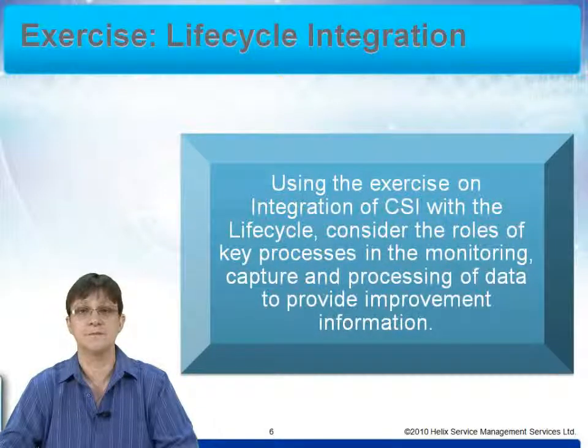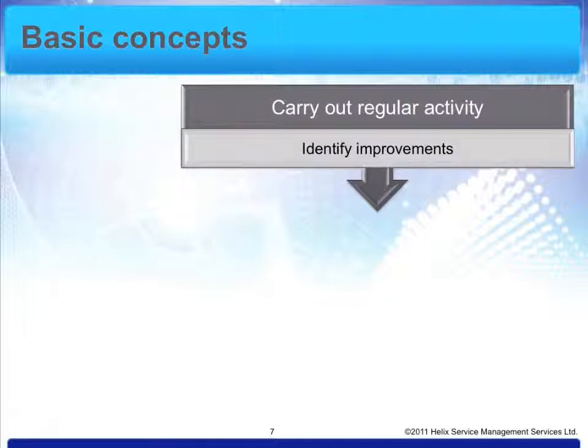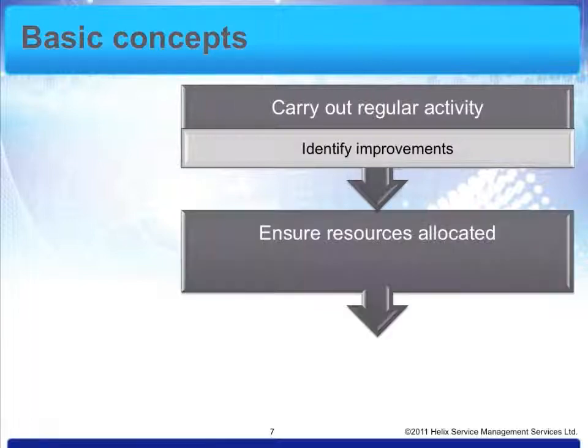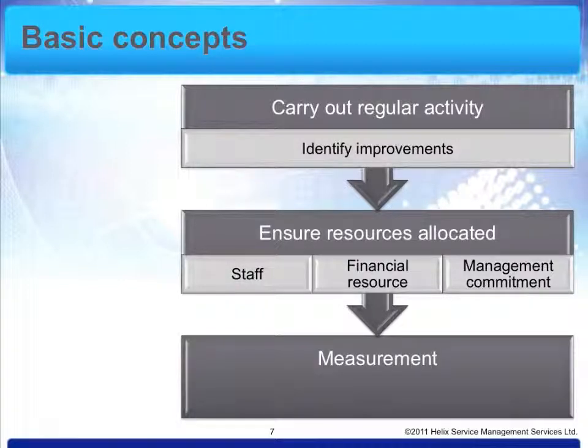When we consider the basic concepts that are associated to the continual service improvement process, it's important that this is managed as a regular activity. If we do not carry it out regularly, then we are not going to identify the improvements that need to be made on a regular basis. It's important to ensure that the correct resources are allocated to the activity of improvement. We need to make sure we have the right numbers of staff, the right amount of money, and of course the management commitment to use both of these effectively.